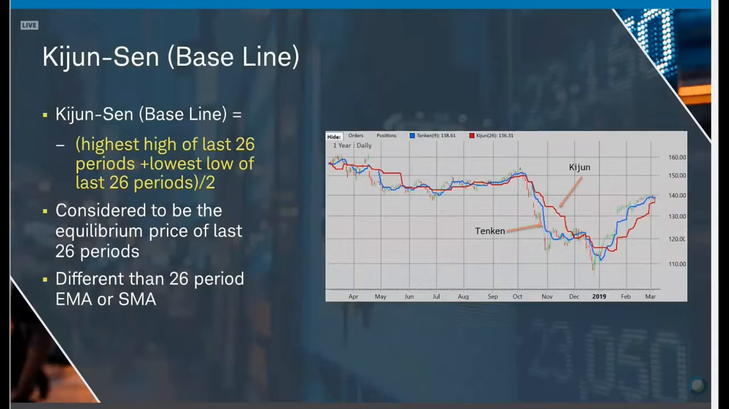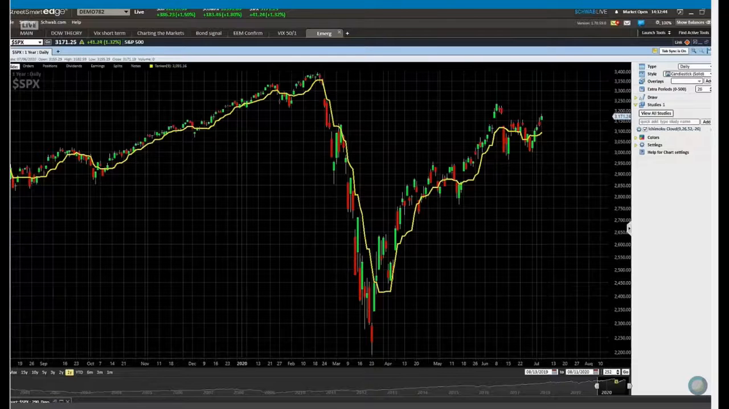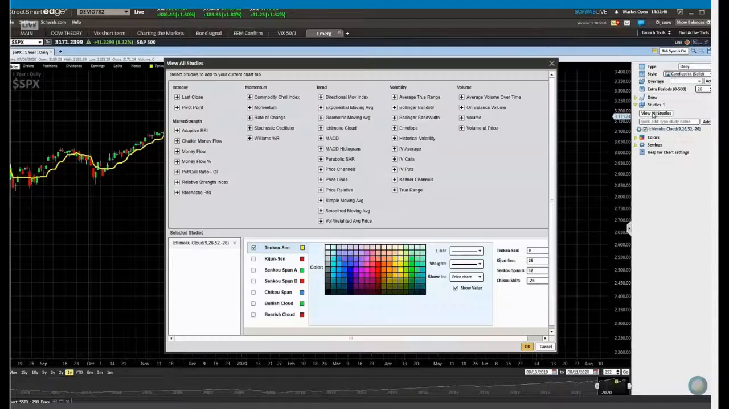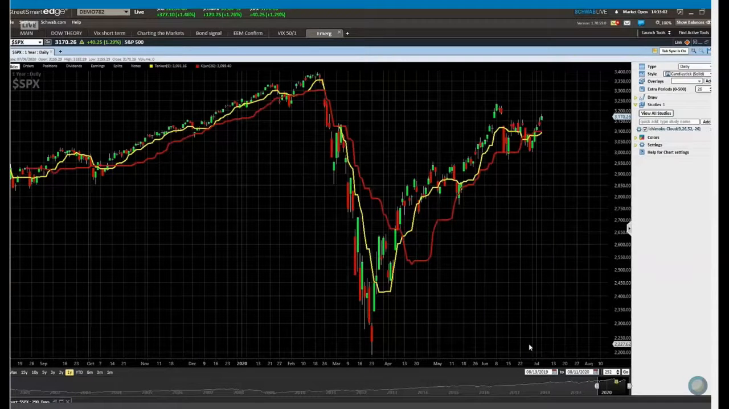So now let's go add that to our chart. All right, so we're going to open this up again. And now I'm going to add in Kijun. Here is, again, the default, the 26 period average of highs and lows. Okay, we'll add that. And there is Kijun.